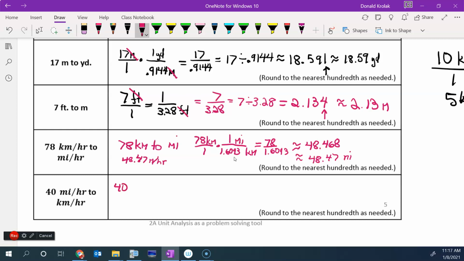All righty. So here all we got to do is just take the mile and change it into kilometers. Cancel. And there I go. Per hour.